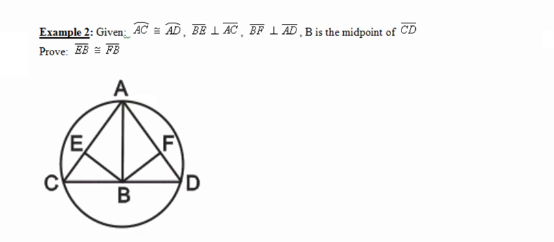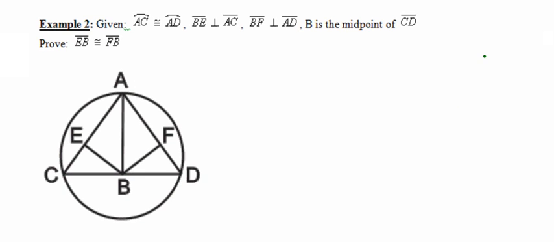Like the first one, I'm going to mark everything I've been given in the diagram first of all. So arc AC is congruent to arc AD. Mark it. BE is perpendicular to AC, mark it. BF is perpendicular to AD, mark it. B is the midpoint of segment CD, mark it. We're trying to prove, or we want to get to, or show that segment EB is congruent to segment FB.